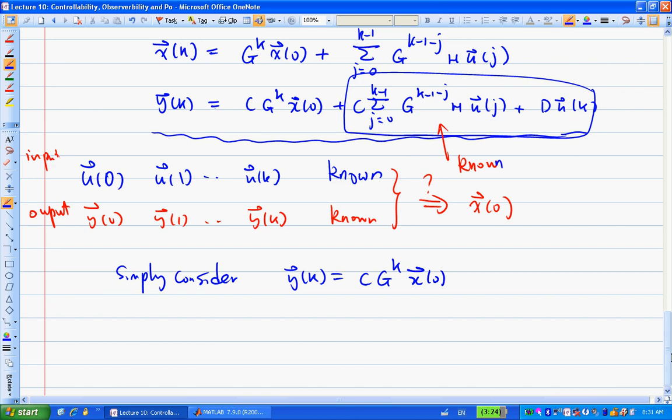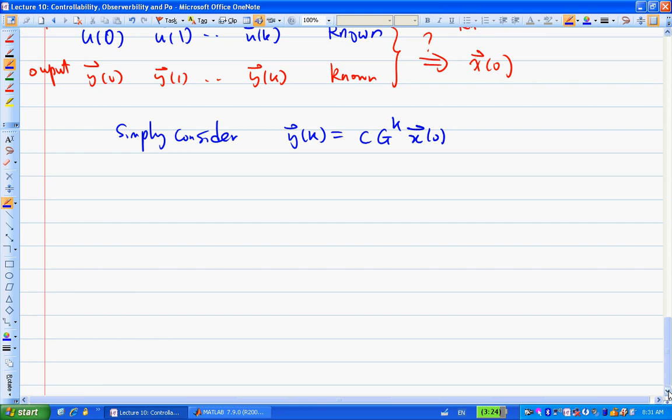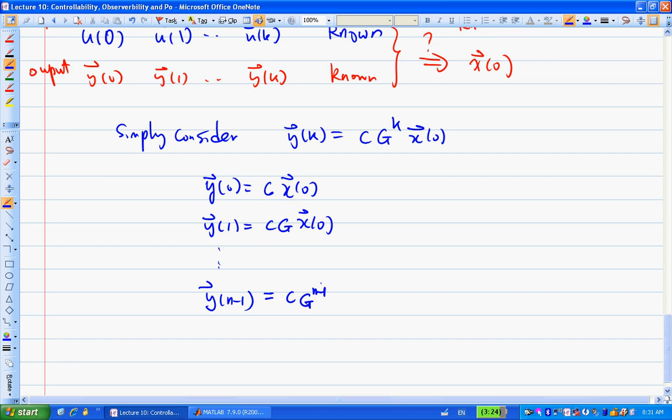If I just simply consider this now, then let's set up ourselves a set of equations here. I have y of 0 equal to, when k equals 0, C x of 0. And we can set up the next one, y of 1 equal to C G x of 0, up to y of n minus 1 equal to C G^(n-1) x of 0. Let's set up ourselves some equations here.